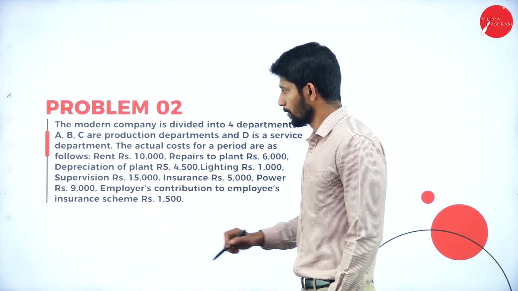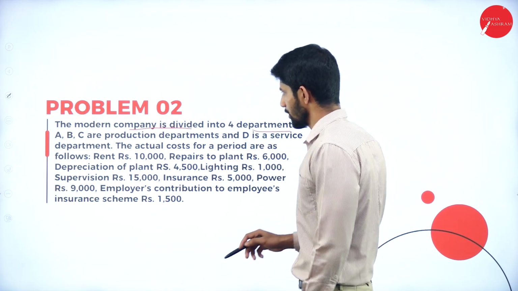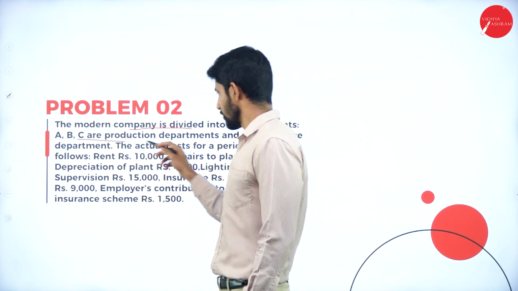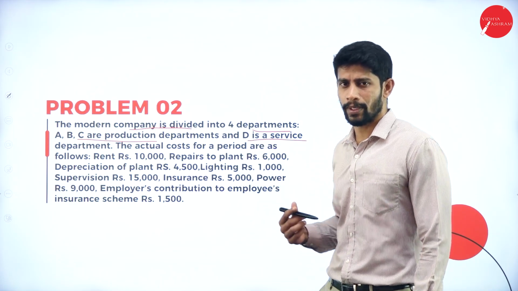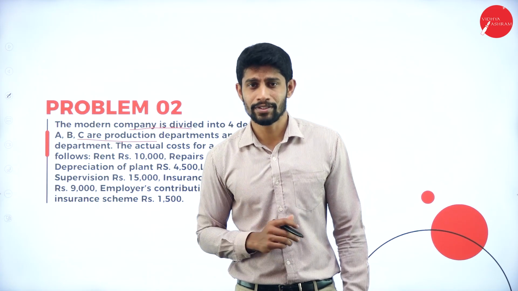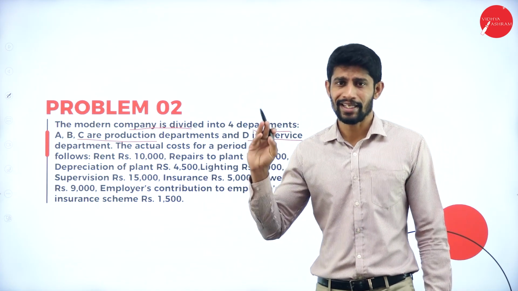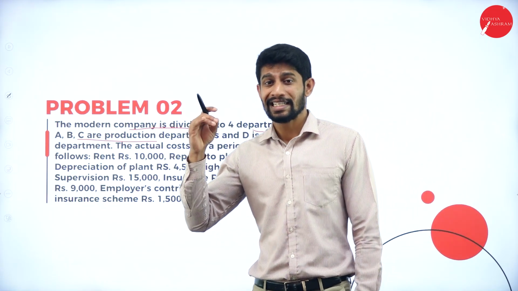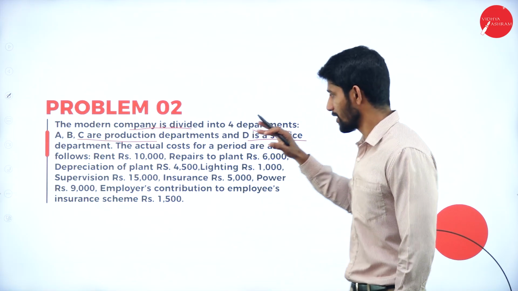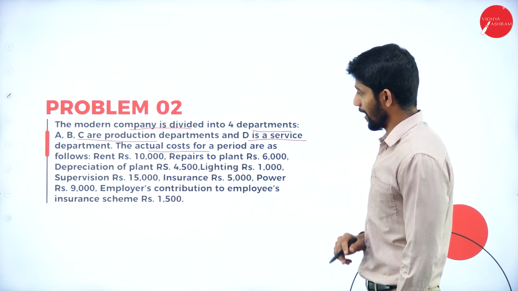Problem number 2. A modern company is divided into 4 departments, that is A, B, C are production departments and D is service department. In the earlier problem we had 5 departments, but in this problem we have only 4 departments. These 3 departments relate to production and D relates to the service department. The actual costs for a period are as follows.